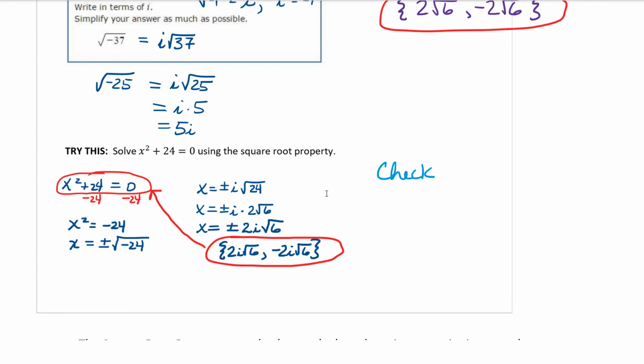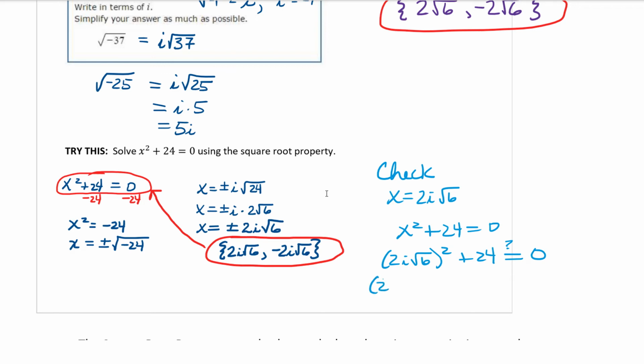I'm going to take, for example, 2i root 6, and I'm going to plug it into the equation x squared plus 24 equals 0. So that means I would be squaring 2i root 6 and adding 24 to it, and I want to know, does that actually equal 0? Well, when you square a product, it's the same as squaring each part of the product. So it's 2 squared times i squared times the square root of 6 squared, and we want to know, if you add 24 to that, do we get 0?